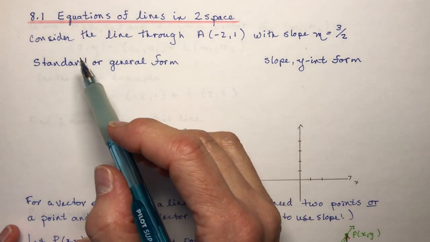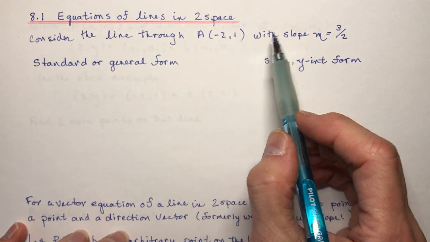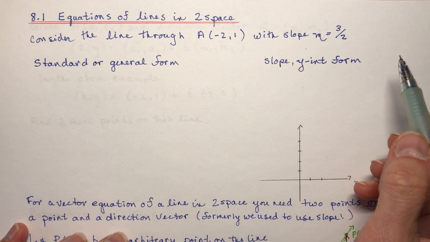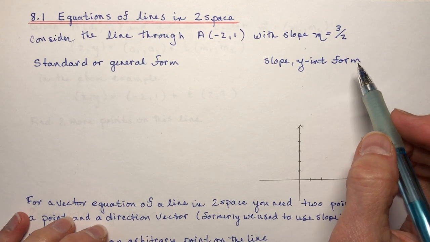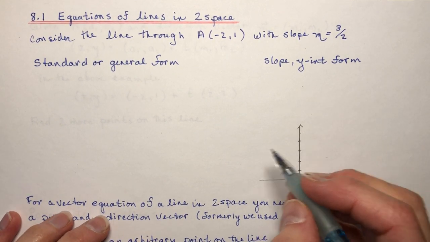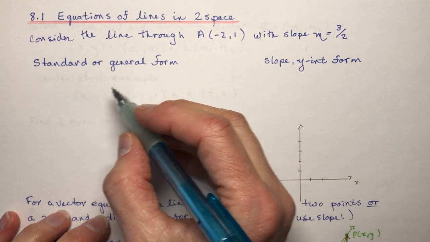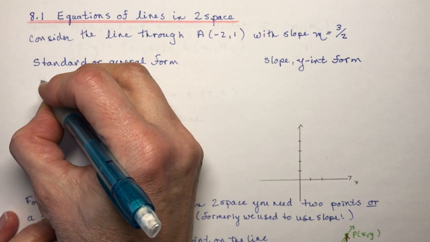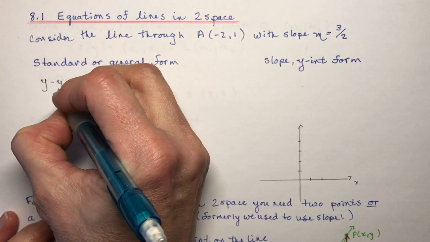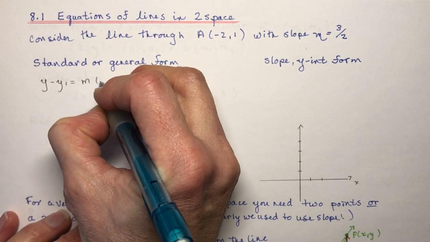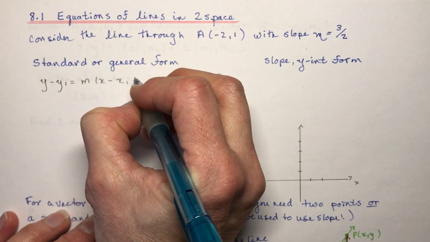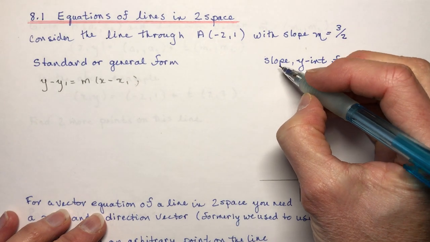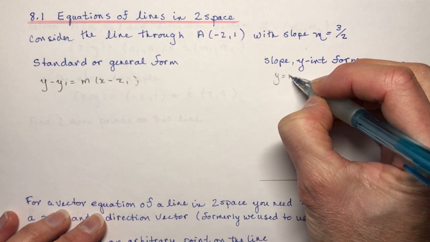So let's consider the line through A(-2, 1) with the slope of m equals 3 over 2. If you go back to grade 9 or maybe grade 10, you did the standard form. So we're going to do the equation of the line in 2 different ways. The standard or general form, remember, is just y minus y1 equals m times x minus x1. And for the slope y-intercept form, we would be using y equals mx plus b.